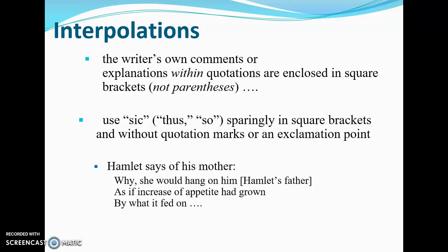Sometimes there are interpolations. The writer's own comments or explanations within quotations are enclosed in square brackets, not parentheses. Use words like thus, so, sparingly in square brackets and without quotation marks or an exclamation point. Hamlet says of his mother: Why, she would hang on him, [Hamlet's father], as if increase of appetite had grown with what it fed on. You have 4 dots, which represent the period at the end of a sentence.